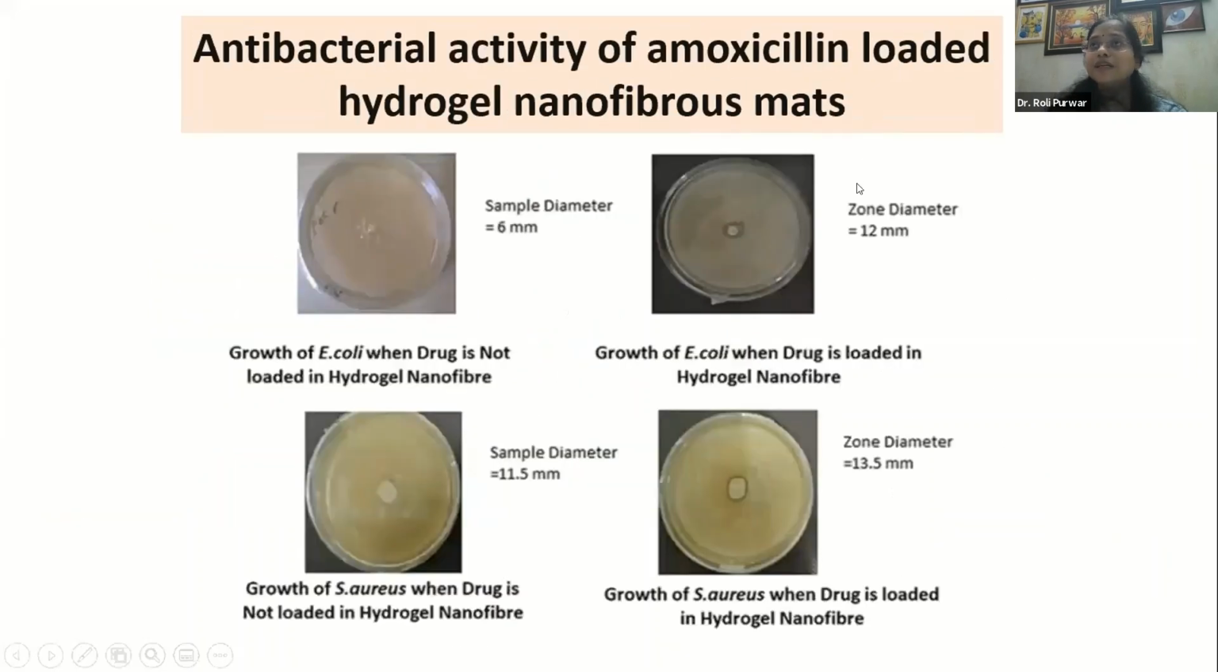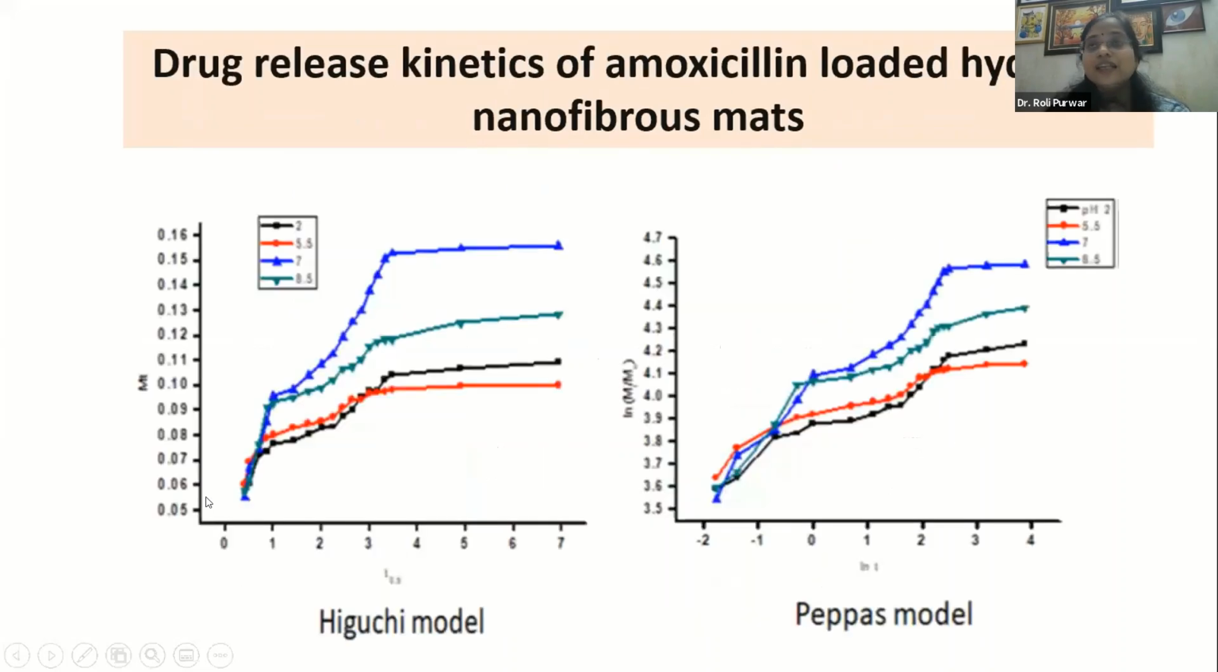Then we loaded this hydrogel nanofiber with the amoxicillin drug. It is released beautifully and shows a good zone of inhibition around the bacteria, and the drug release kinetics were very promising. We found that it follows the Peppas model, and Fickian diffusion, when the drug is released from these nanofibrous hydrogel materials.